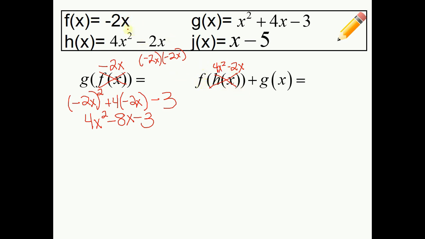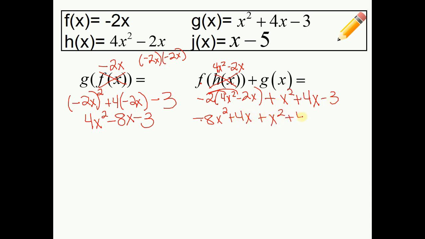So let's start writing f here. Negative 2. Oh, I see an x. We're not going to write x. We're going to write the function of h. So that's 4x squared minus 2x. All right. That's this piece. Now we got to add g of x on. So let's go ahead and add on g of x like that. Okay. Looks like we need to do some distributive property. Distribute that. Negative 8x squared plus 4x. There we go. Let's finish writing out g.